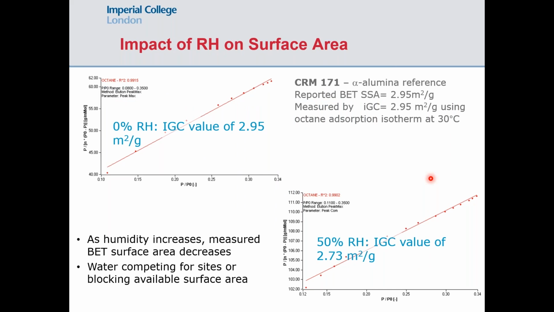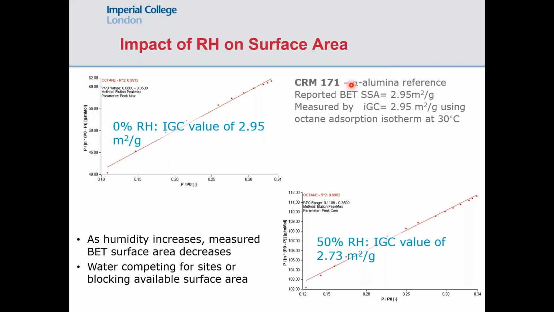So here is another reference material. This is CRM 171. This has a slightly higher area. It has an area of 2.95 meters squared per gram. Using IGC at 30 degrees, we've got 2.995 meters squared per gram.